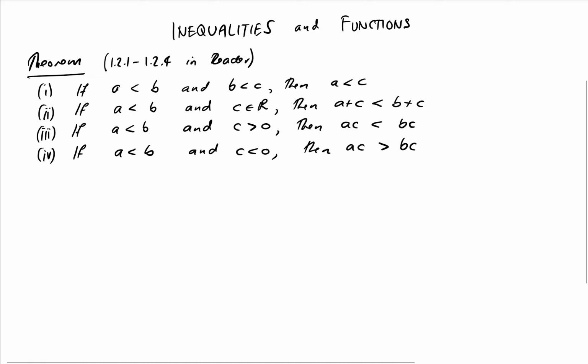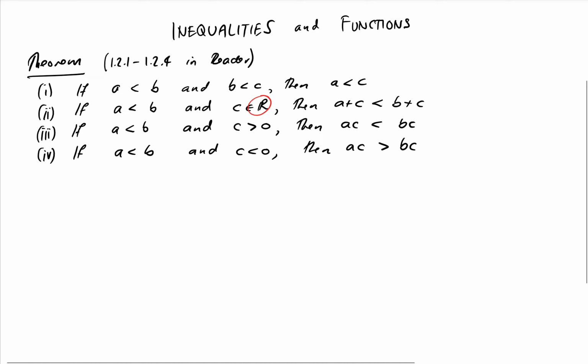Essentially, these are properties of inequalities that you will have done before, maybe even in high school. First one is that one I just mentioned. If A is less than B and B is less than C, then it follows that A is less than C. Second one says that we can add a constant to both sides of an inequality, no matter what the constant is. Notice I've used this symbol R here for real numbers.